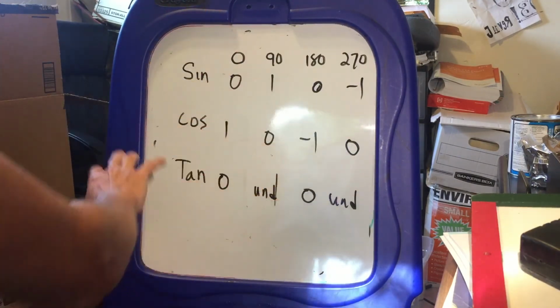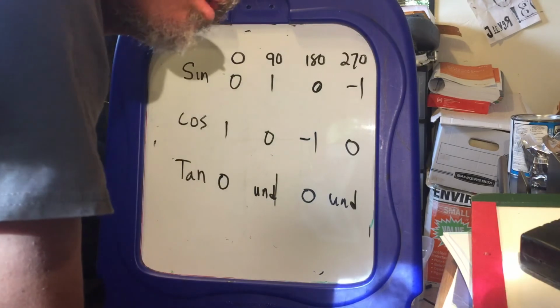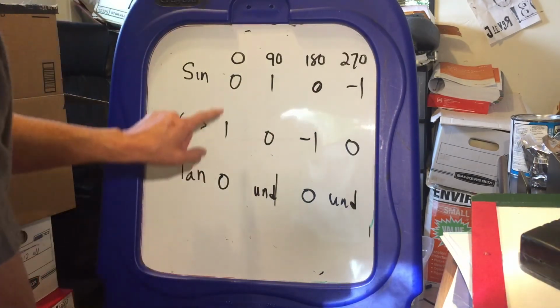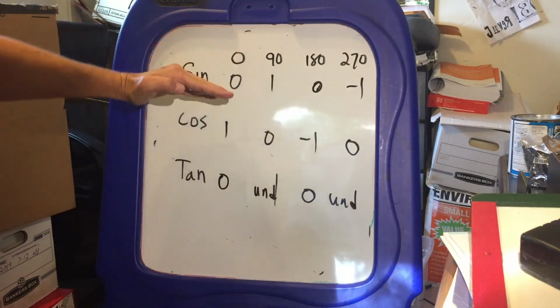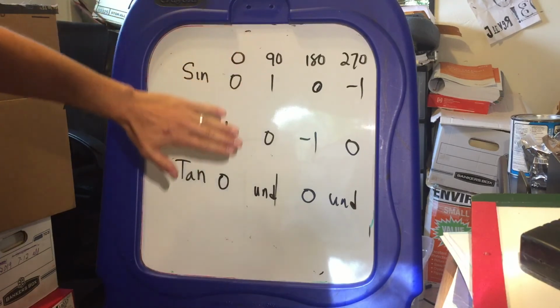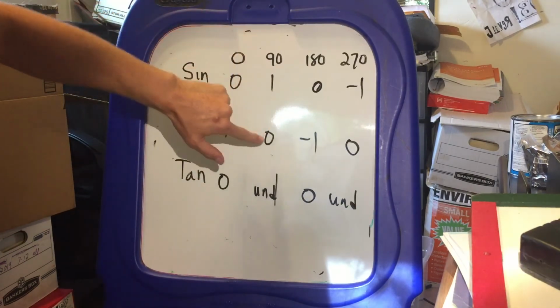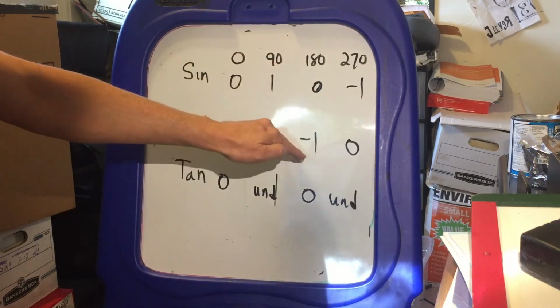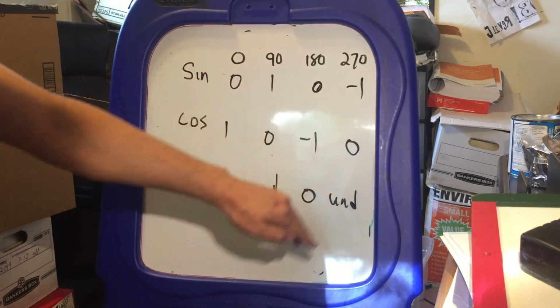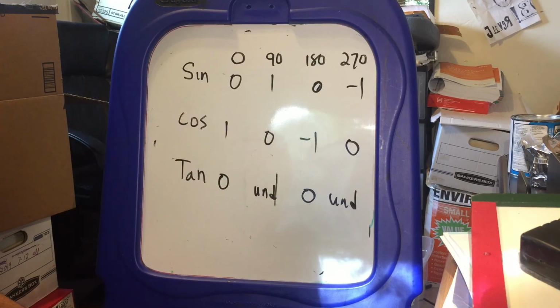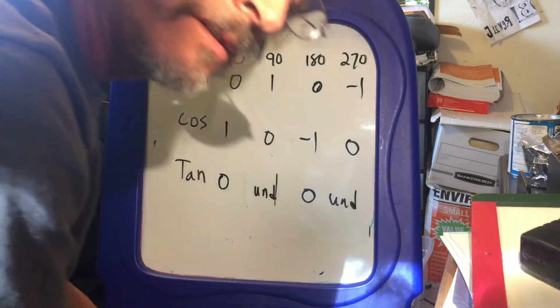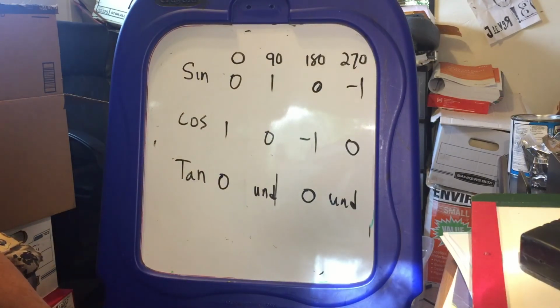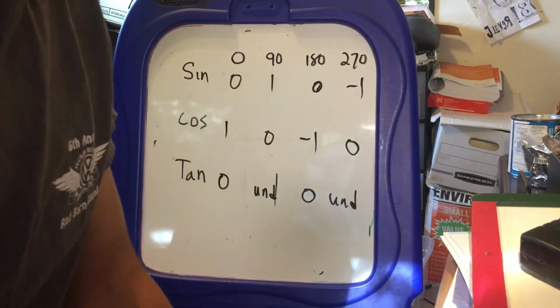This chart here, the song isn't really that critical, but it is kind of cool. It goes sine, cosine, tangent of 0: 0, 1, 0. Tangent of 90: undefined. 0, negative 1, 0. Tangent of 270: undefined. Now, if you don't like that stuff, I don't know. You got to get your priorities straight.